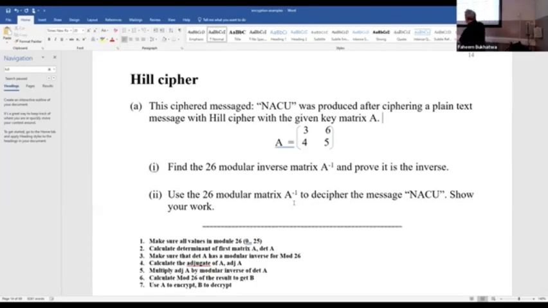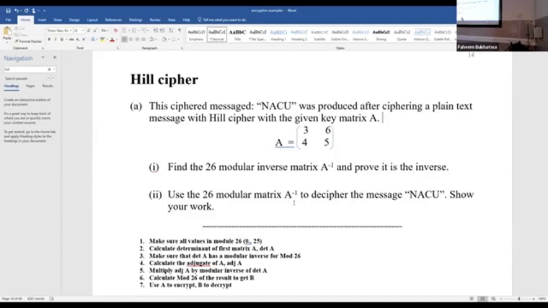Then the next step, make sure that the determinant of A has a modular inverse. If it's a number that is not odd, then it won't work. If it's 13, it will not work. And then calculate the adjugate of A. So you also have to change it. What's the adjugate of a matrix?